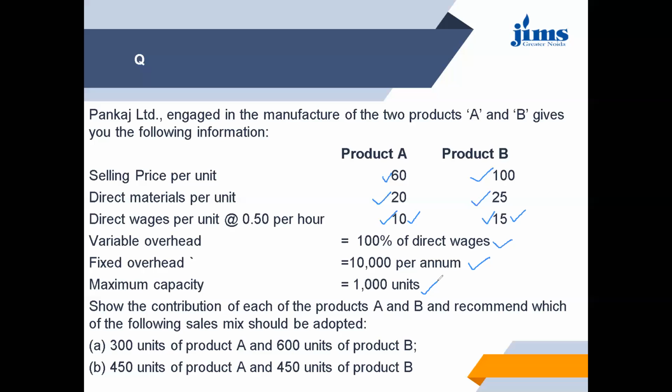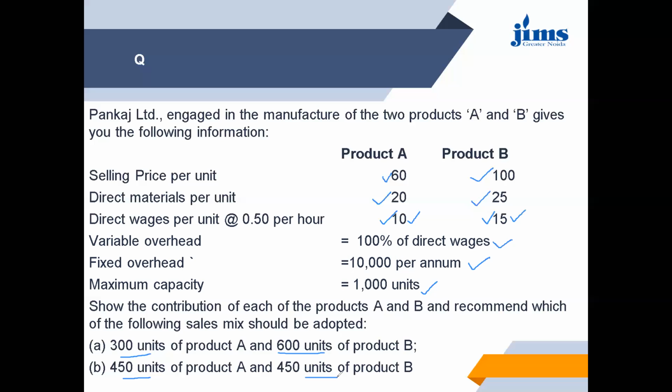First is the case that the company produces 300 units of product A and 600 units of product B. Second is the case that the company produces 450 units of product A and 450 units of product B. So the company has to produce 900 units.